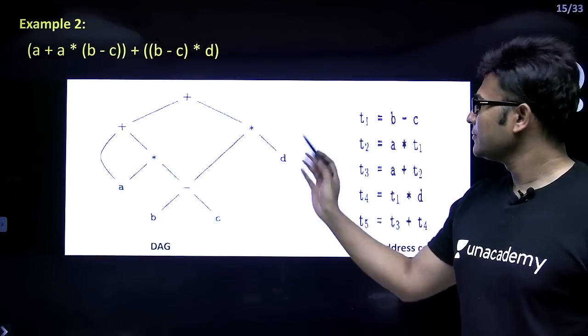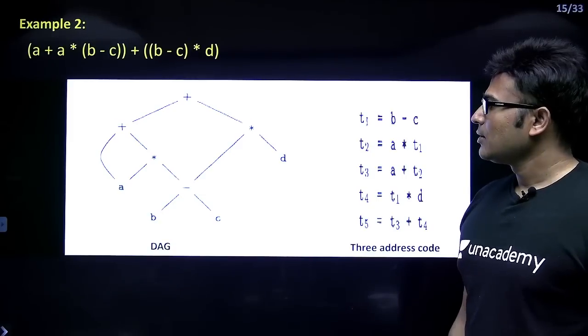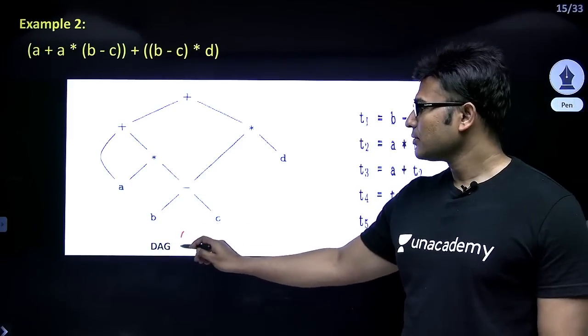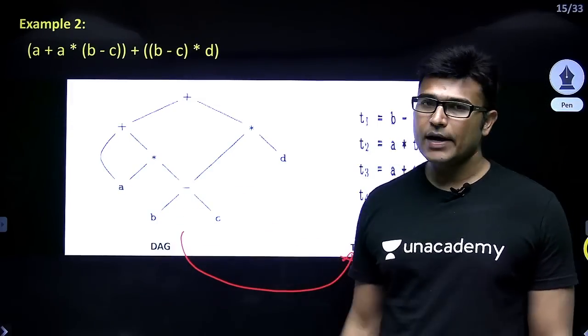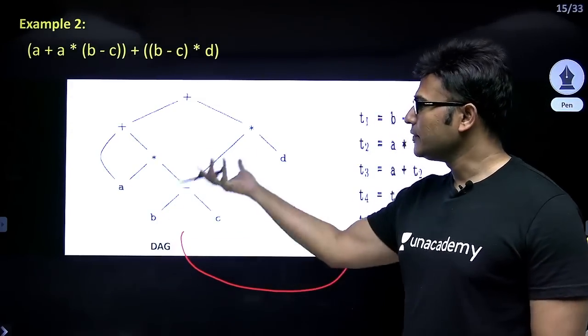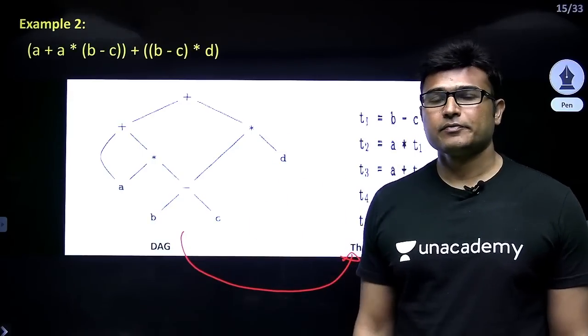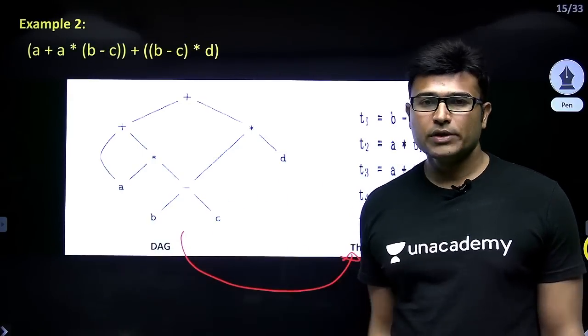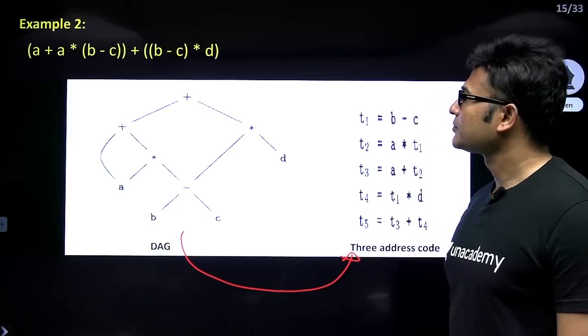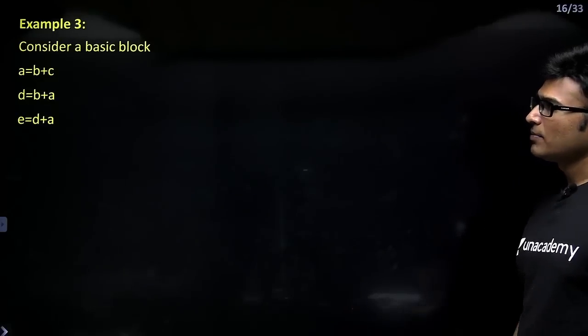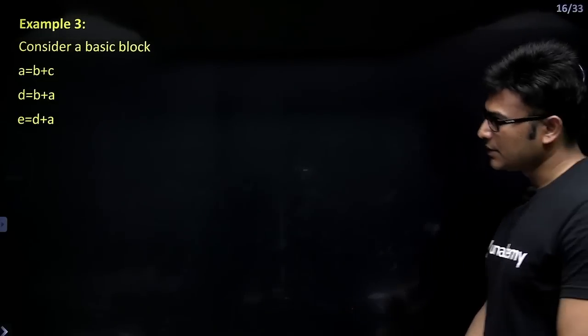So this is the tree, the same tree. From the DAG, the three address code will be generated. Okay, don't worry about how the three address code is generated, that is not required. So now let's see this.